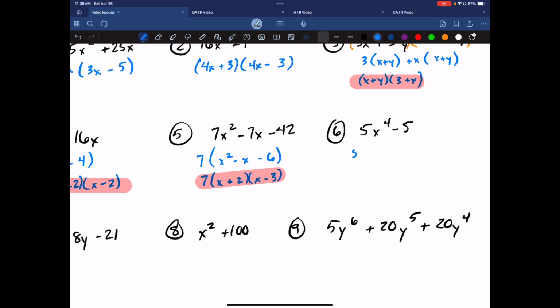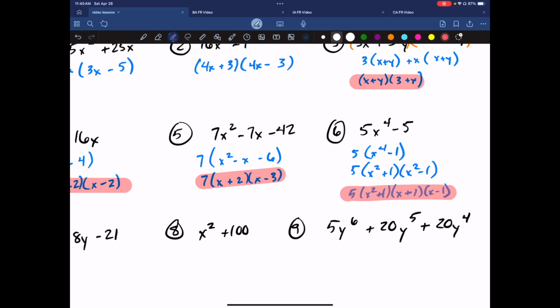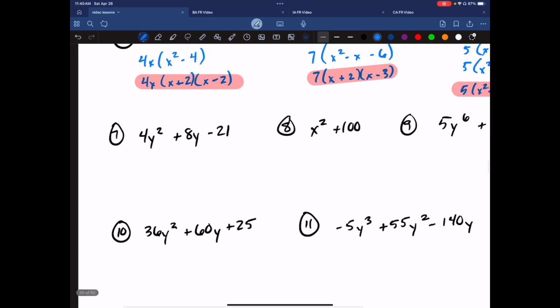On 6, I'm going to pull out a 5, and that's going to give me x to the 4th minus 1. And remember, when your GCF is one of your terms, you replace it with 1 when you take it out. The x to the 4th minus 1 is a difference of two squares, so that's going to be x squared plus 1, x squared minus 1. Now, x squared minus 1 is also a difference of two squares, so I have to keep factoring until there's nothing else I can touch. So this is going to be 5 times x squared plus 1, x plus 1, x minus 1, which is the breakdown of x squared minus 1. And so now I'm done. The x squared plus 1 is the sum of two squares, which means nothing to me. But you have to factor multiple times because I still have differences of squares popping up.